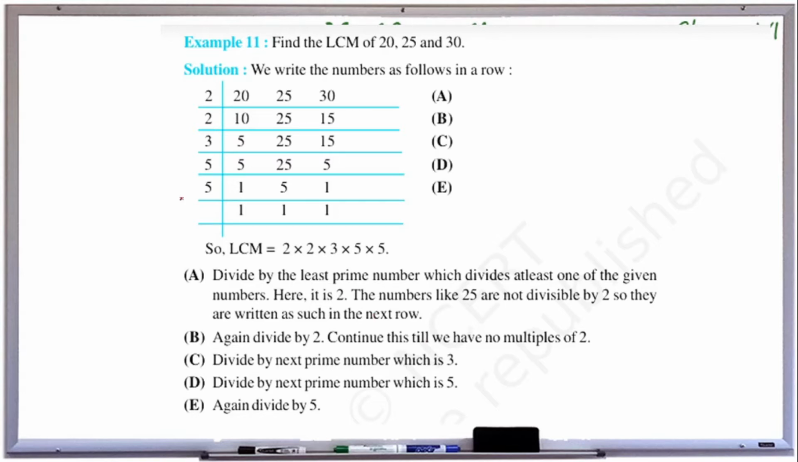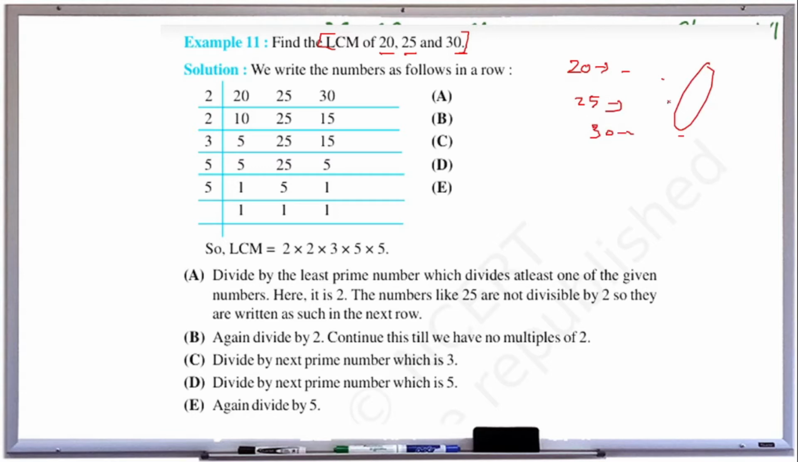Coming to the question: find the least common multiple of 20, 25 and 30. Listen well, this is very important. It is very difficult to write the multiples of 20, multiples of 25 and multiples of 30, then find the common elements, then among them find the least element. These are all very difficult.